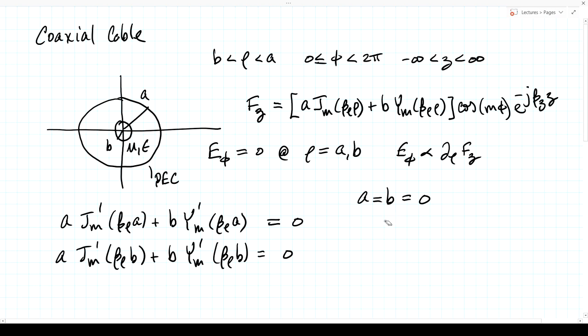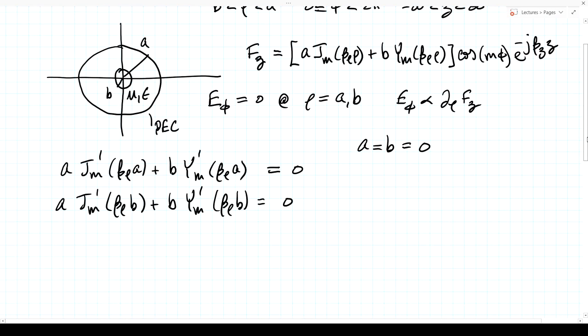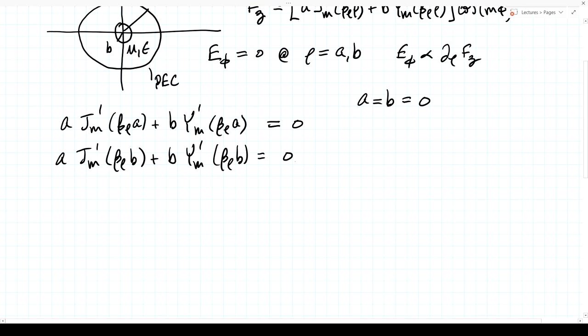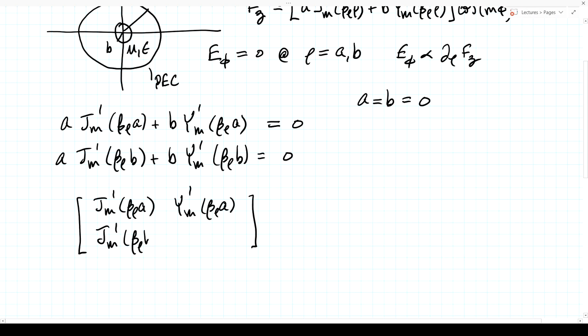So to get a non-trivial solution, these two equations must be just a multiple of one another. Or another way to think about that is we can break this up into a matrix formalism: Jm prime beta rho A, Ym prime beta rho A, and for the next line, Jm prime beta rho B, Ym prime beta rho B, times A, B, has to be equal to 0, 0.